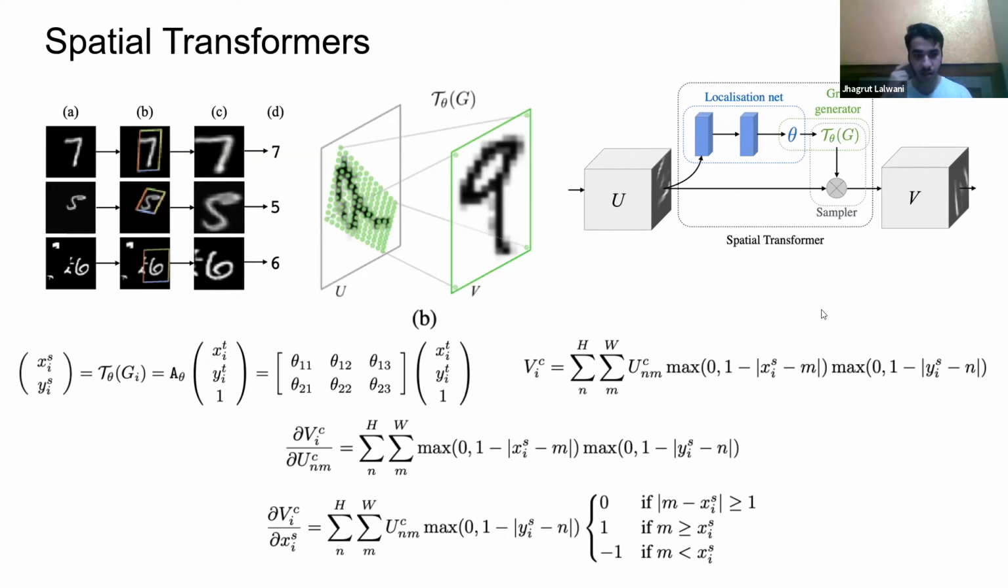And then if you are doing a partial derivation with respect to x of I, it would be the same for y of I, similar. So the summation would involve the u of n comma m, and then the maximum of 0 comma 1 minus the mod value. And then these are just 3 cases of 3 different values.